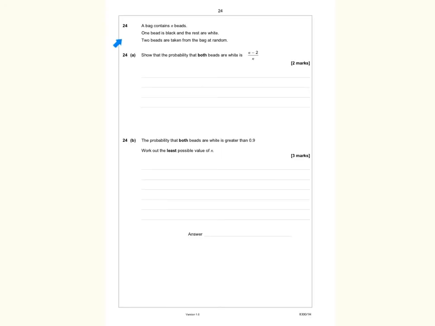Question 24. A bag contains n beads. One bead is black and the rest are white. 2 beads are taken from the bag at random, which means without replacement. Show that the probability that both beads are white is (n − 2)/n.